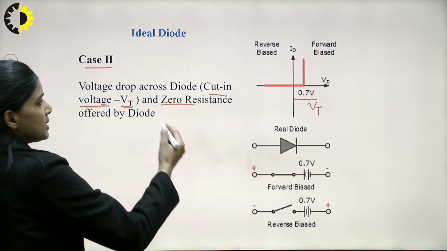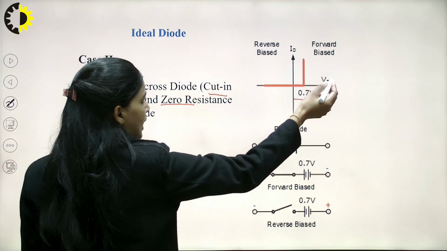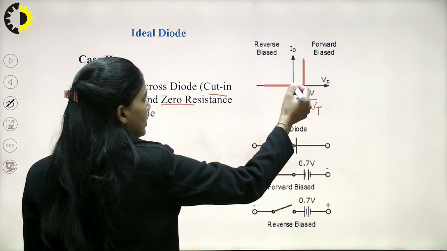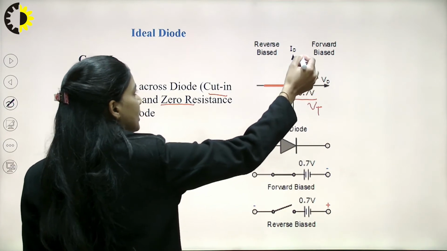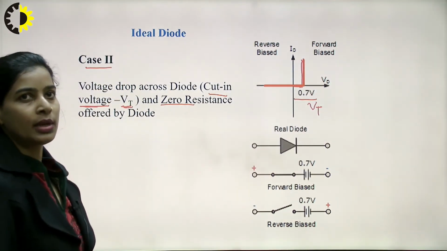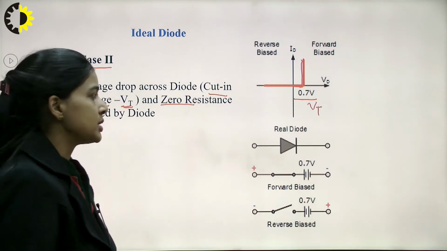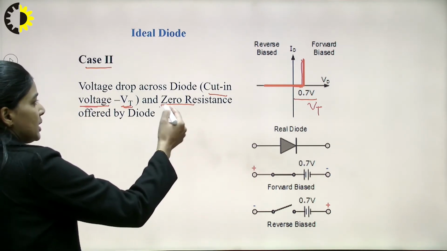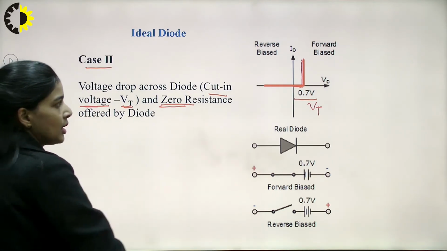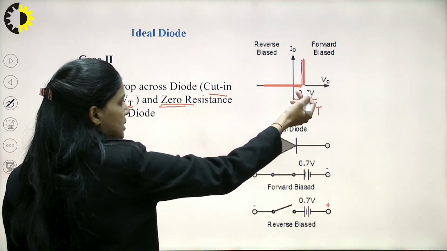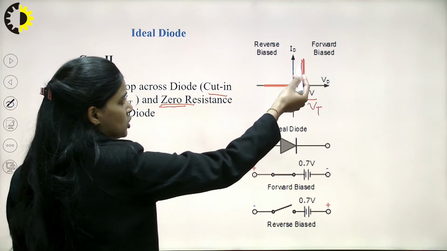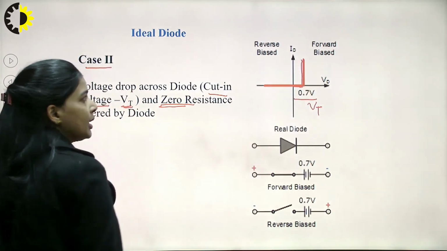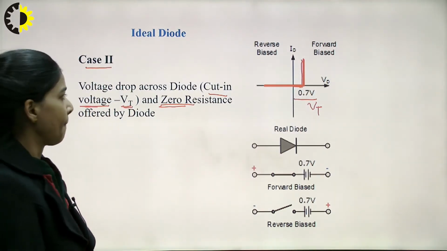So the cut-in voltage is 0.7 volts, meaning that when the voltage across the diode reaches 0.7 volts, after that the current increases sharply without any resistance. As we have considered 0 resistance here, when the voltage across this diode reaches 0.7 volts, there is no resistance to the flow of current, so the current increases sharply.